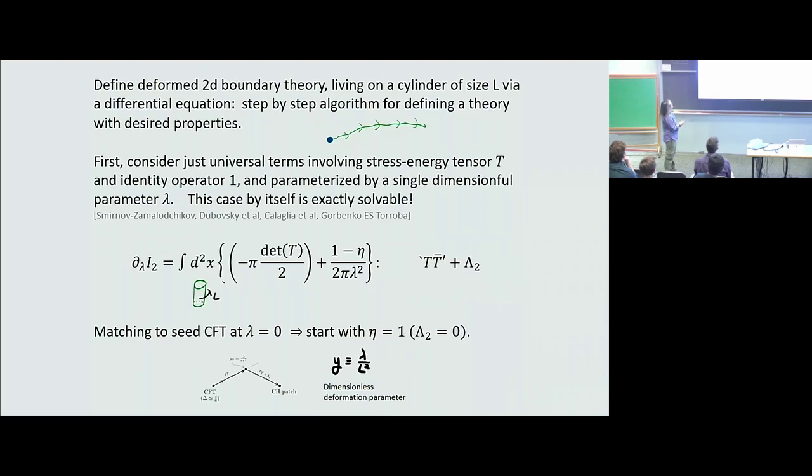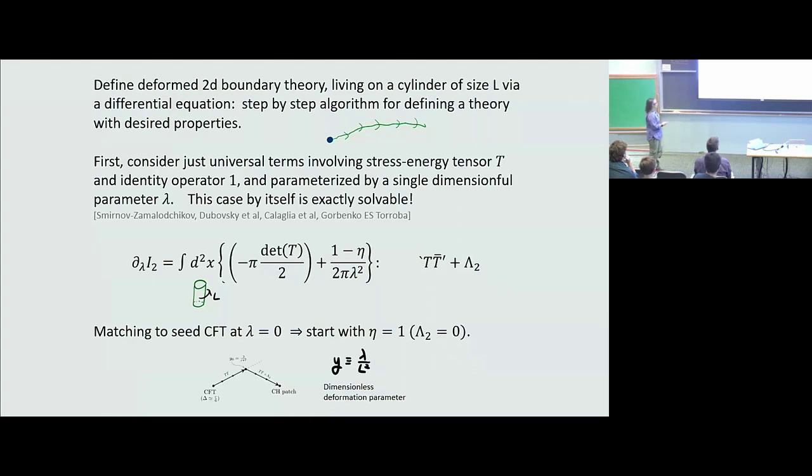The idea, even with this pure TT bar, is to define the theory as some sort of differential equation, some sort of algorithm. And here it is. I've already added this lambda 2, which we understood with Victor and Gonzalo to retain the solvability properties. There's also the interesting square root TT bar that Christian and others have found that does that. This is the equation.